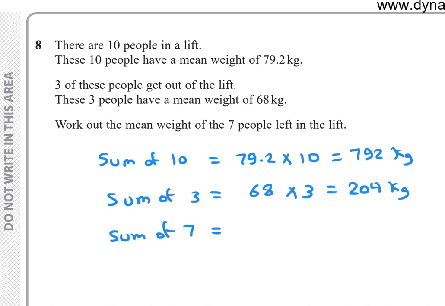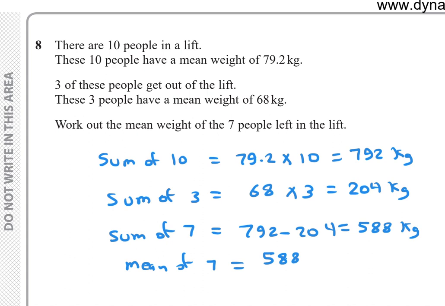So the sum of the 7 is 792 minus 204 equals 588 kg. Now to find the mean of the 7, divide 588 by 7 equals 84 kg.